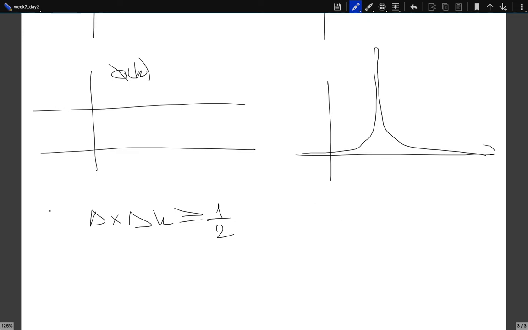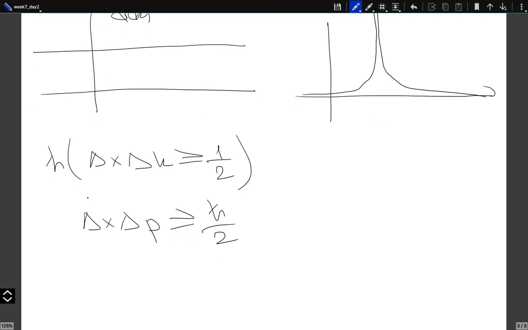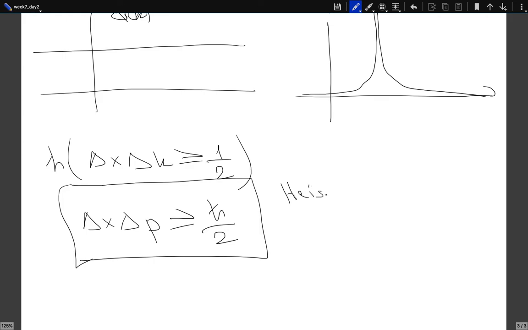Well, p is just k times h bar, so multiply both sides by h bar, and you get delta x times delta p is always larger than or equal to h bar over 2. This is the Heisenberg's uncertainty principle.